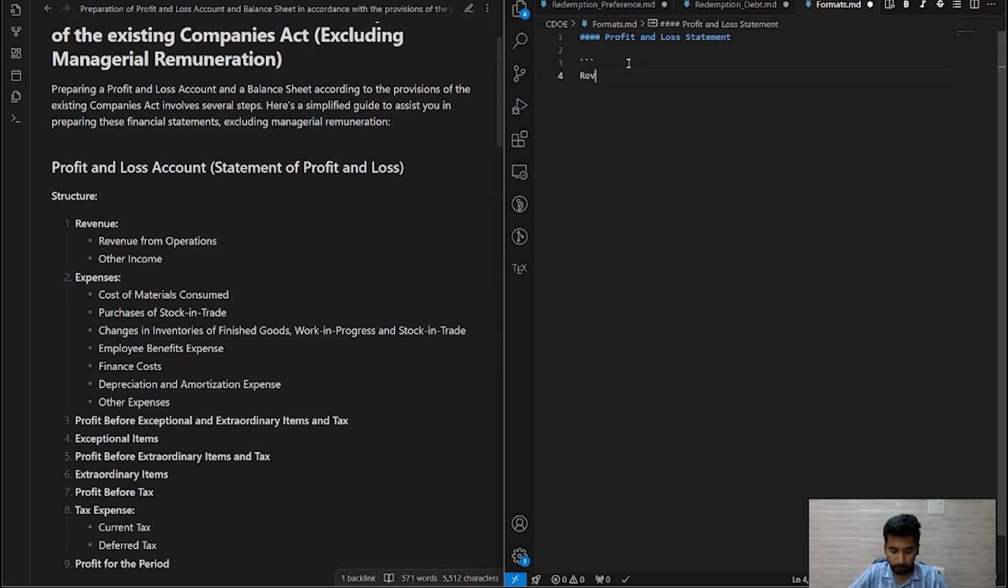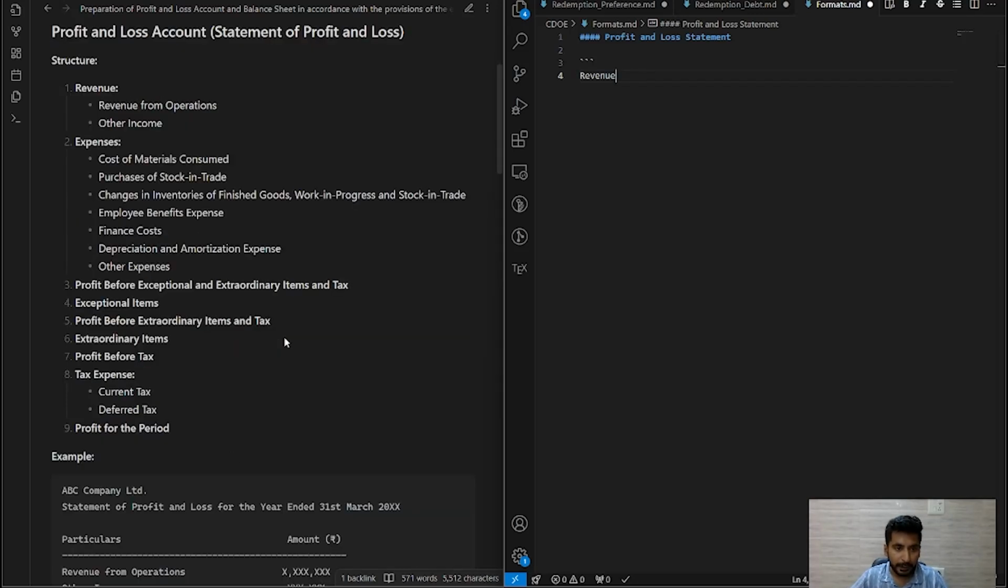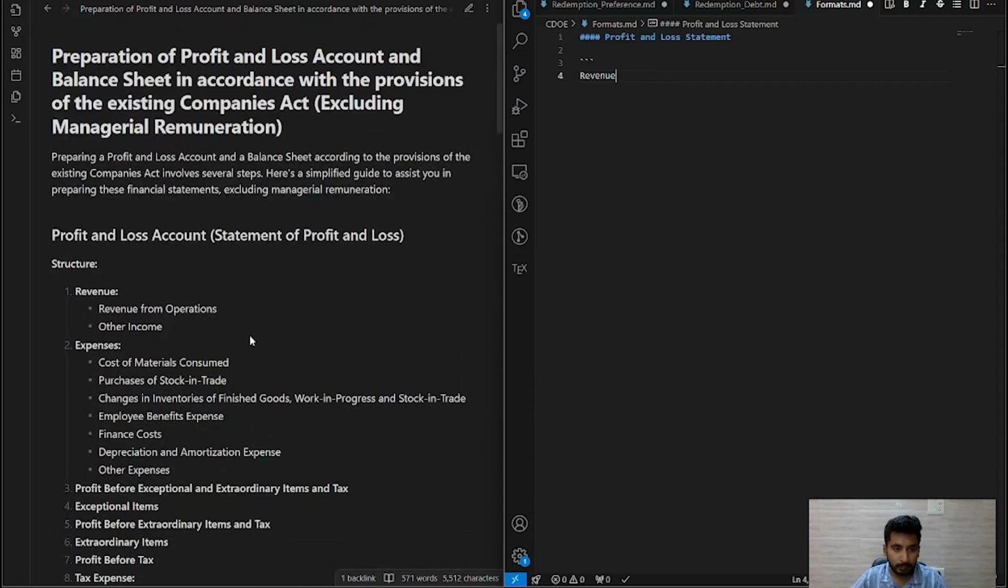First thing is revenue. It is the revenue from the operations, also known as the revenue from operations. And then the other income. This is the first head, and the second head will be what? The expense.